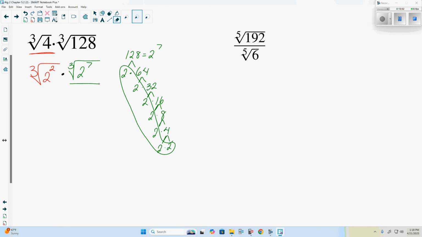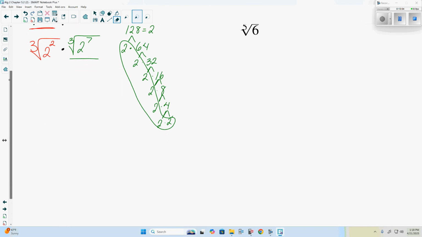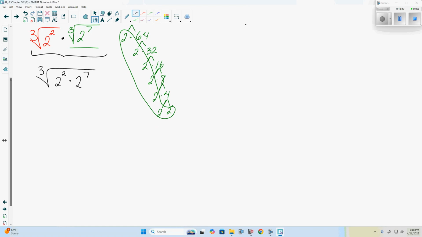Or we can multiply them together. Because if we just multiply these two here, we'd be talking about the cubed root of 2 squared times 2 to the 7th. Multiply like bases, we add the exponents. So our 2 plus 7 would give us 2 to the 9.